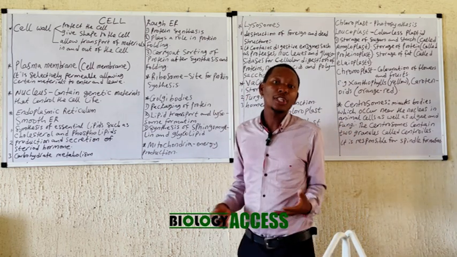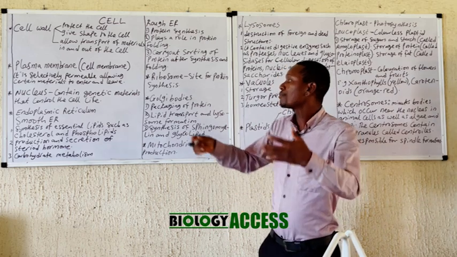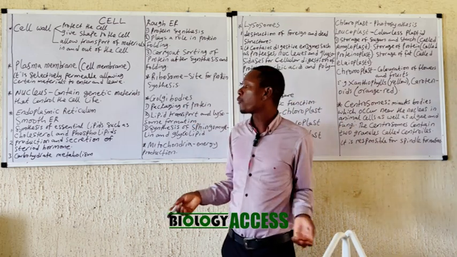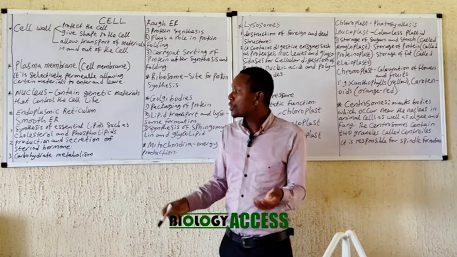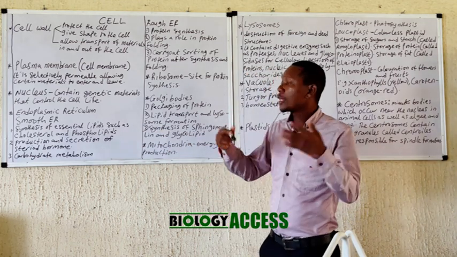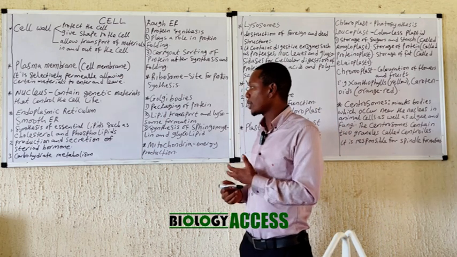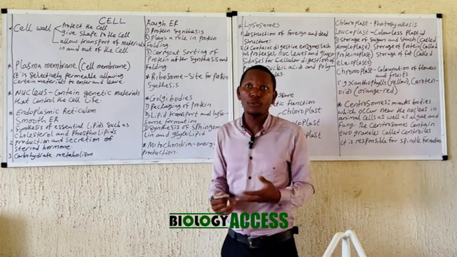While the smooth endoplasmic reticulum is responsible for the synthesis of lipids, such as cholesterol and phospholipids. It is also involved in the production of steroid hormones as well as metabolism of carbohydrates.